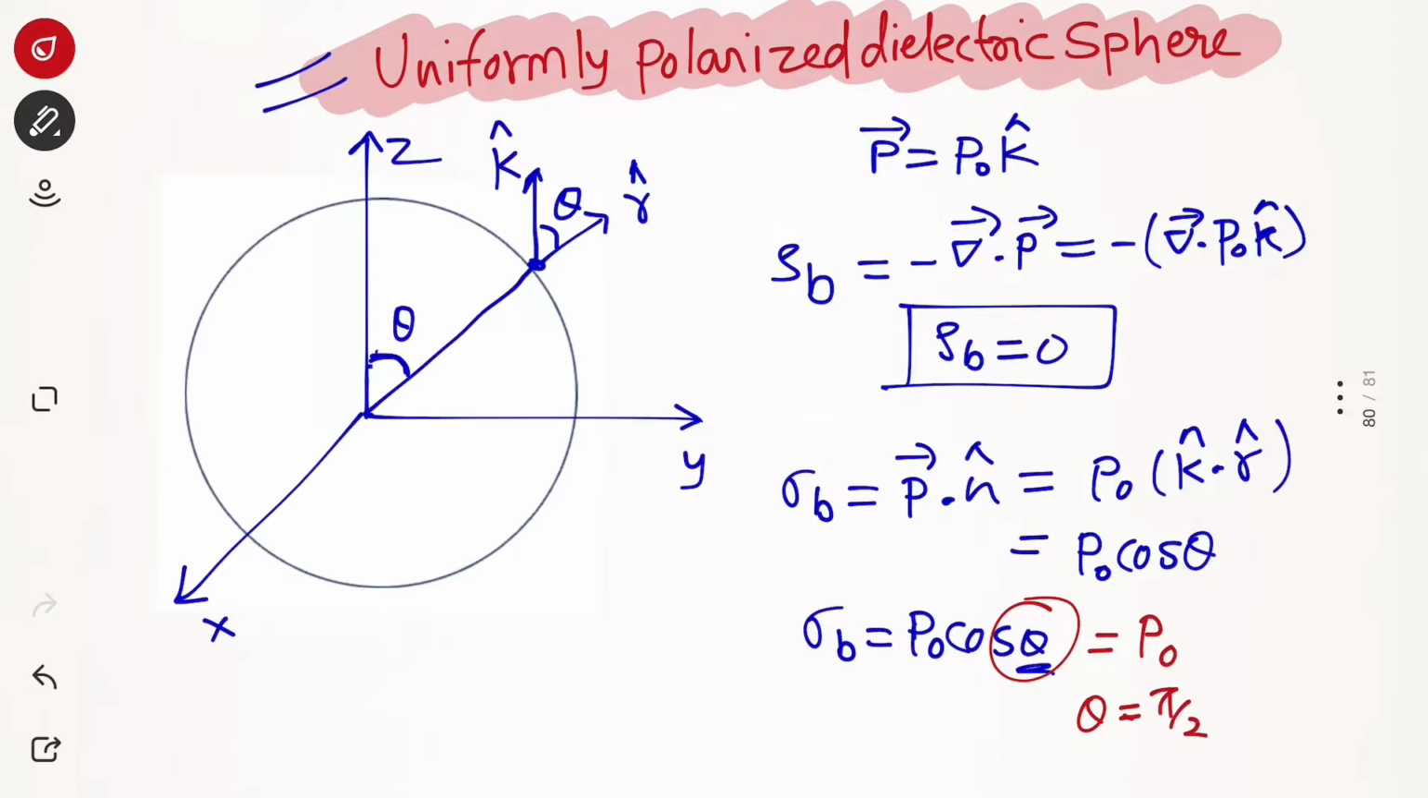So how can I represent my charge distribution? Here, if I consider this as my plane, a single plane, on the y-axis and on the x-axis the angle will be theta equals 90 degrees. So every point on the surface which is lying in the xy plane, like this, sorry, like this.